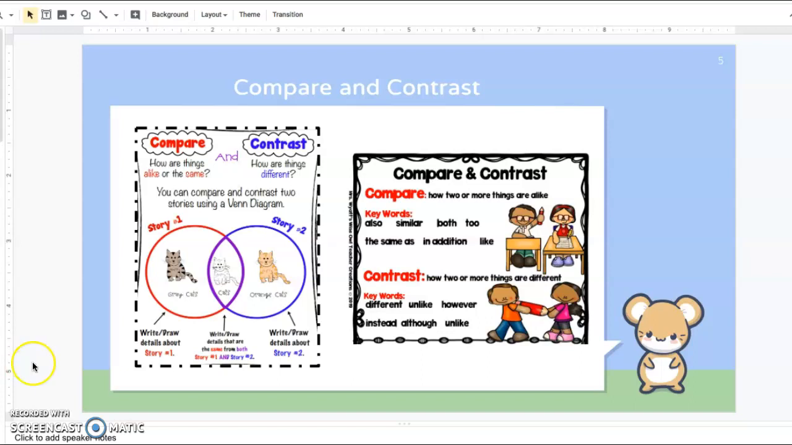So you can see right here, we have a Venn diagram. The Venn diagram is about cats. In our first story, we talked about gray cats. In our second story, we talked about orange cats. They're different colors, but in the middle, we have the things that are the same. And what's the same about them is that they're both cats.